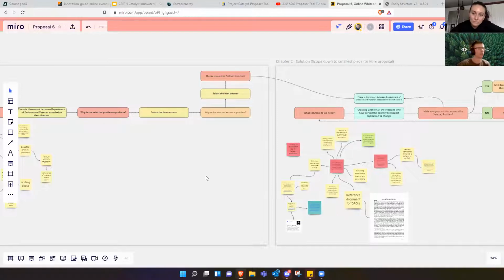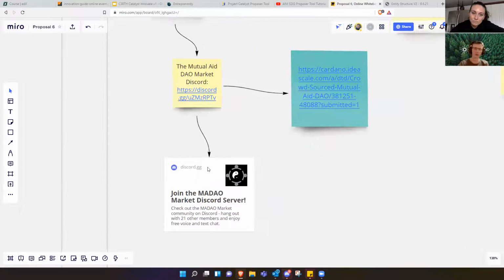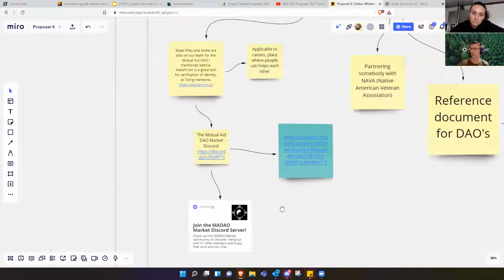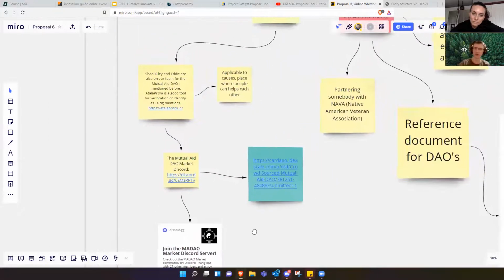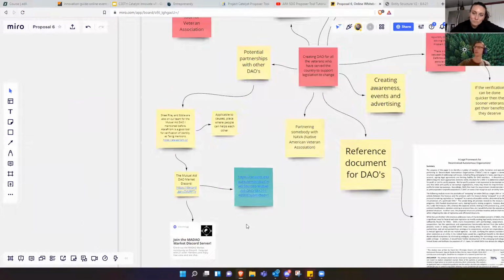So reaching out to existing DAOs, and like there was one where you joined a Discord, so starting a chat there might also help. If they are already organizing a DAO, maybe they can help you to get started.